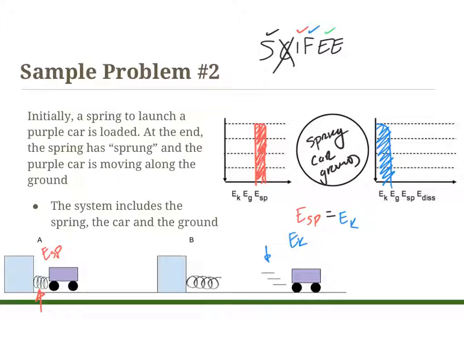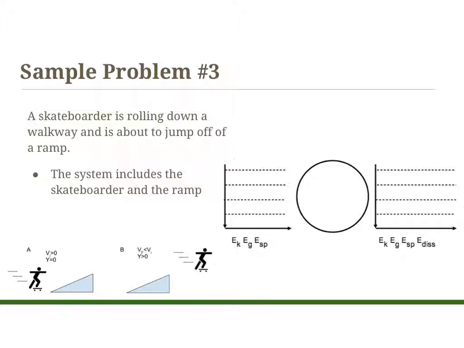And if I go back, now, let's do the final example. Here we have a skateboarder rolling down a walkway and is about to jump off a ramp. System, gravity, initial, final, equal energy, energy equation. So, first thing I noticed, the problem tells me the system is a skateboarder and the ramp. So skateboarder and the ramp.